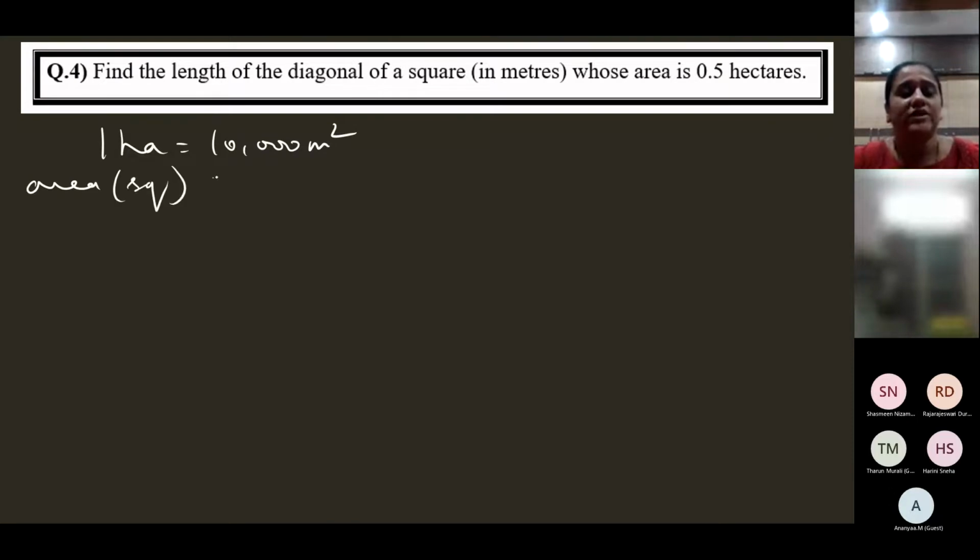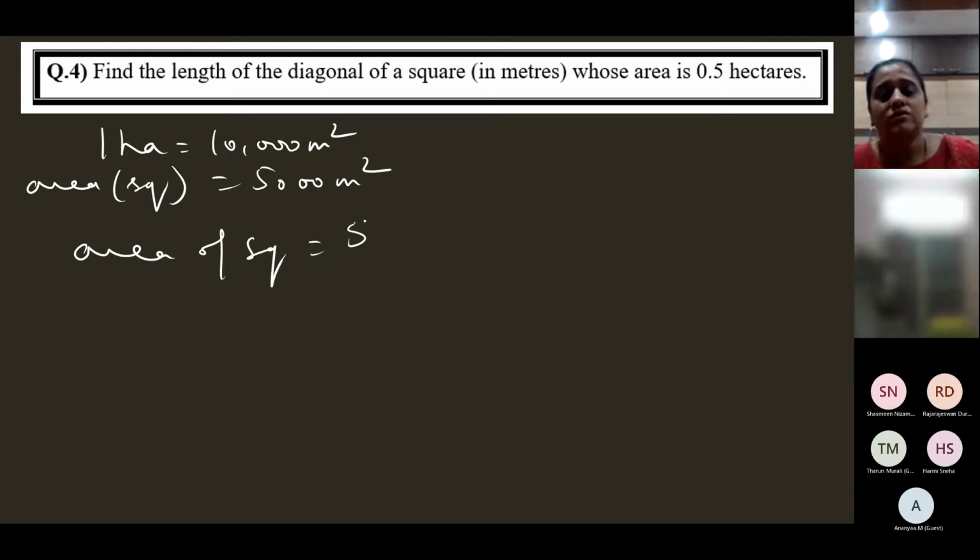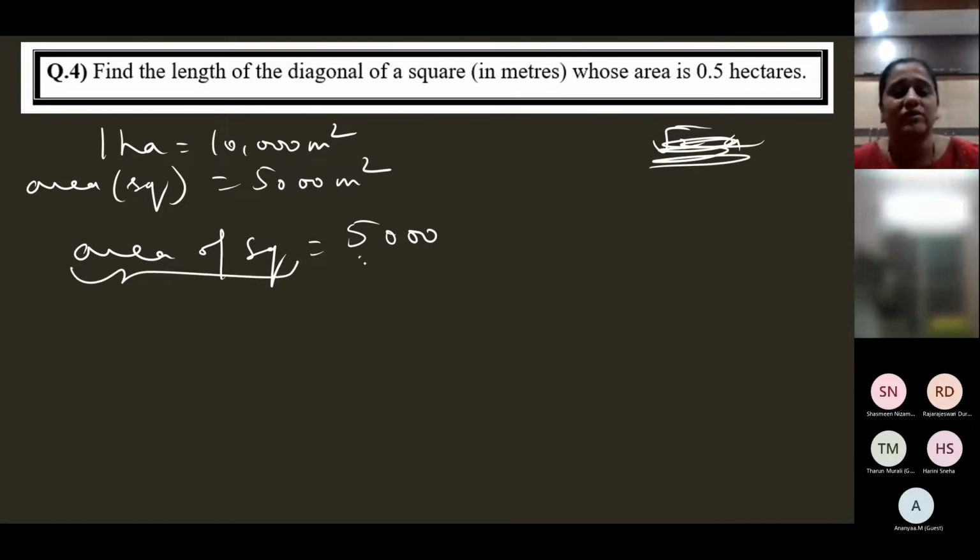The area of the square is 5,000 meters square. I wrote the formula for the diagonal by mistake. I wrote root 2a, which is the length of the diagonal. This is the area of the square, which is 5,000.